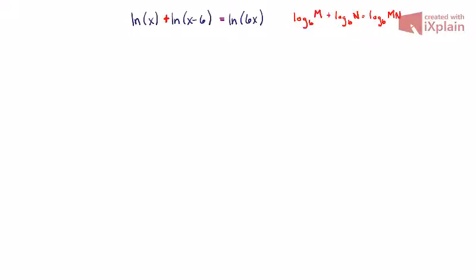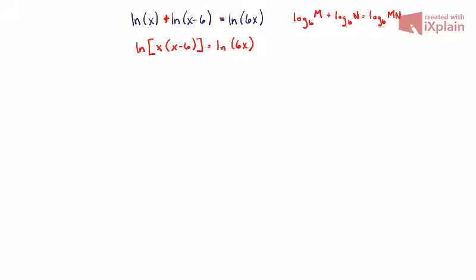That means I can rewrite this left-hand side as the natural log of x times the quantity x minus 6 is equal to the natural log of 6x. The right-hand side remains unchanged at this point. What I want you to notice now is that on the left-hand side, I consolidated everything so that there is just one natural log. And on the right-hand side, there already was just one natural log.